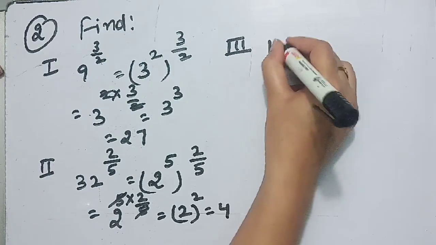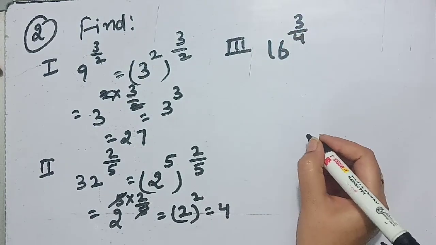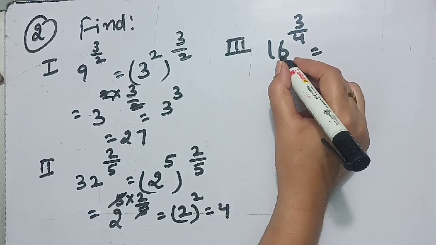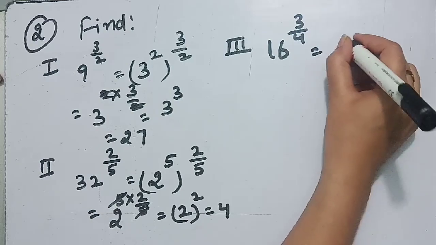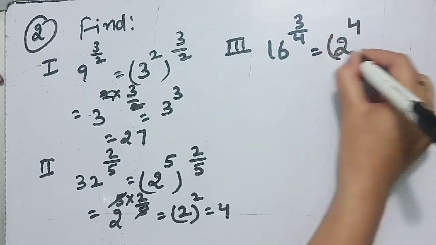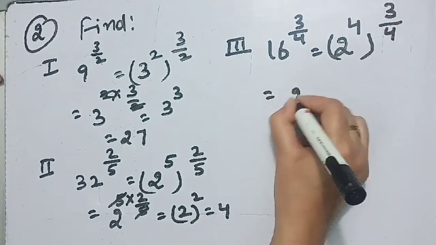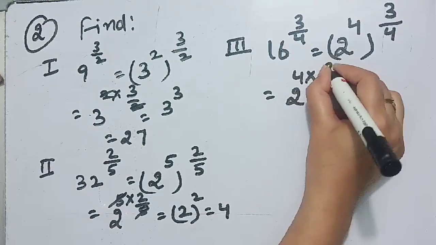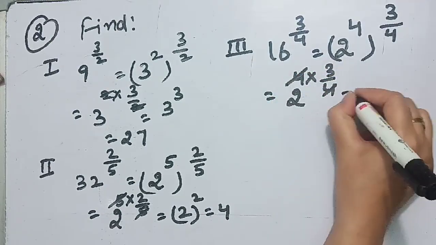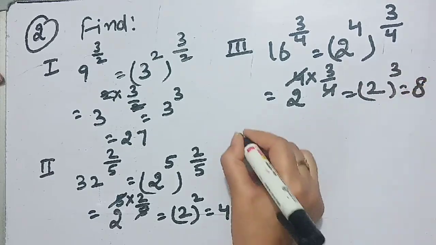Now the third part is 16 power 3 by 4. Now again, when you factorize 16 you will get only the prime number 2. You will get four 2s, that is 2 power 4 raising to power 3 by 4. Now again powers will be multiplied. 4 and 4 are cancelled. Now 2 cube is equal to 8.